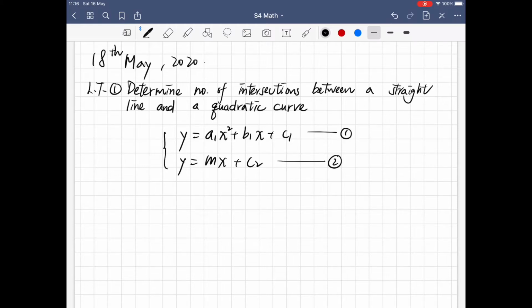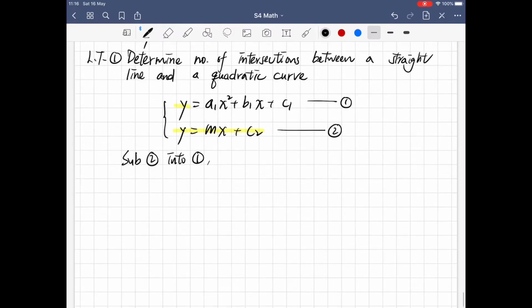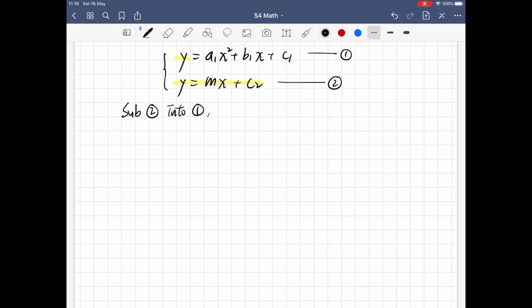Okay, so let's do it together. We can substitute the second equation into the first one. And we have mx plus c2 equals a1x squared plus b1x plus c1. Okay, then we can make one side to be 0 to form a quadratic equation.